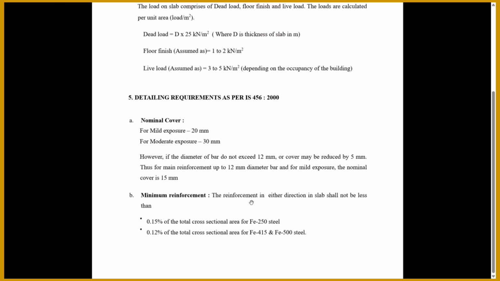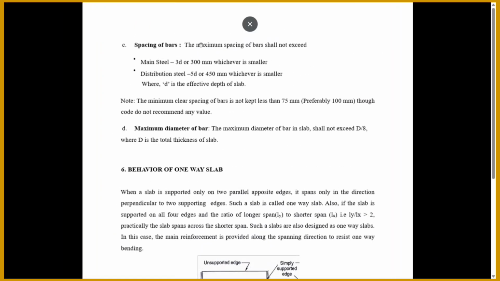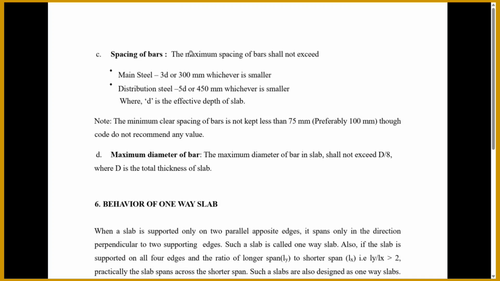And next is the spacing bar criteria for the slab design. The maximum spacing of the bar for mild steel should not exceed 3D, where D is the effective depth of the slab, or 300 mm, whichever is smaller. You don't have permission to exceed that spacing.